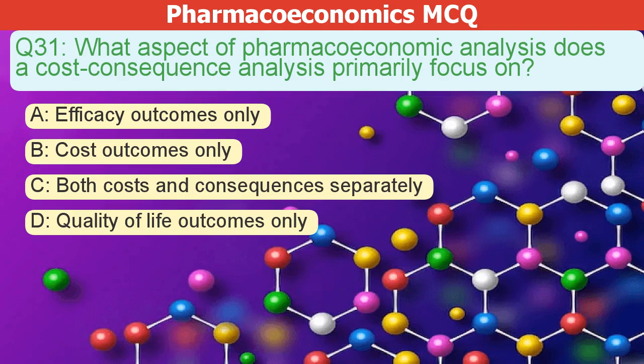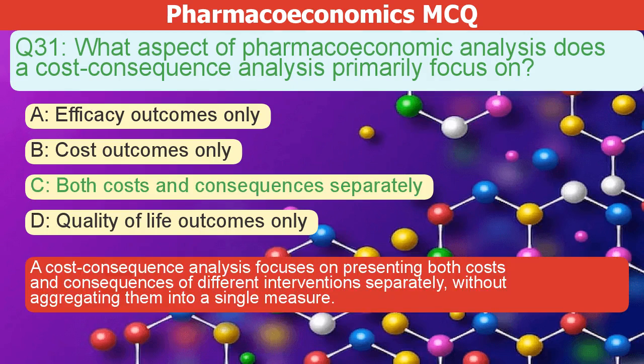What aspect of pharmacoeconomic analysis does a cost-consequence analysis primarily focus on? A. Efficacy outcomes only. B. Cost outcomes only. C. Both costs and consequences separately. D. Quality of life outcomes only.